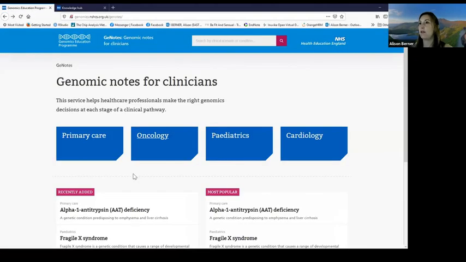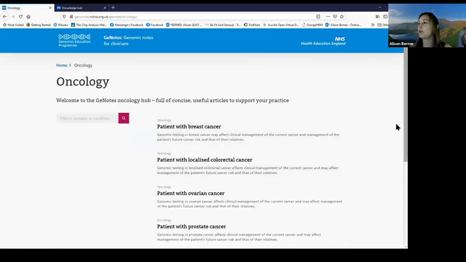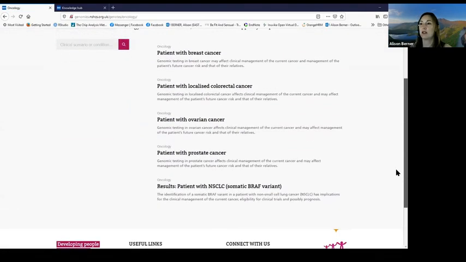So if you're able to see my screen, this is what the platform will look like, and it's supposed to be a just-in-time resource. So the purpose really is when you're in the clinic and you're faced with a particular clinical scenario where it would help you to have some additional genomic knowledge, you would be able to go to your relevant specialty, and you can go through and find a number of clinical scenarios. There'll of course be many more than these, and find a scenario that matches your situation and find more information.